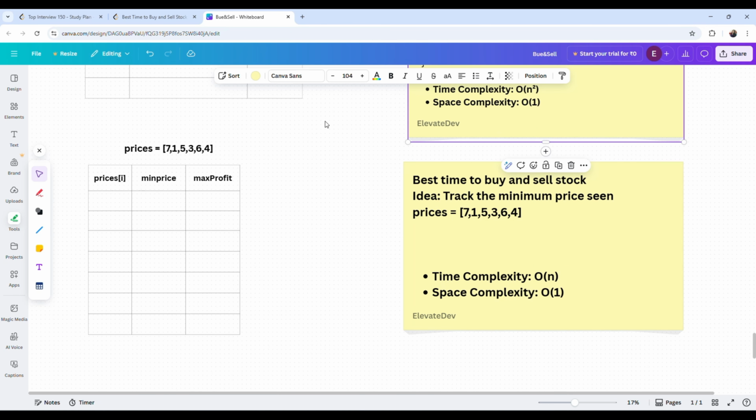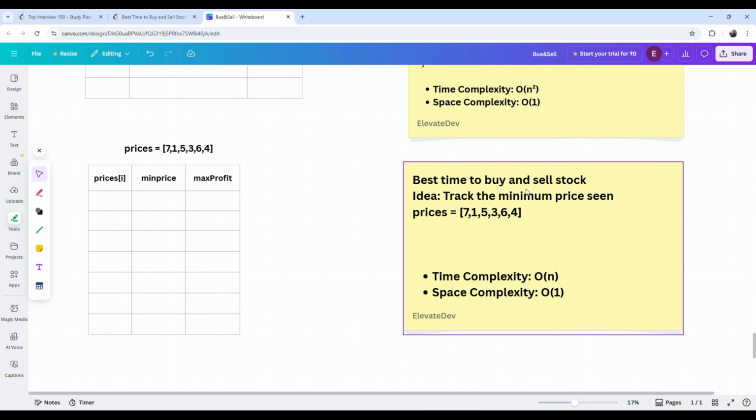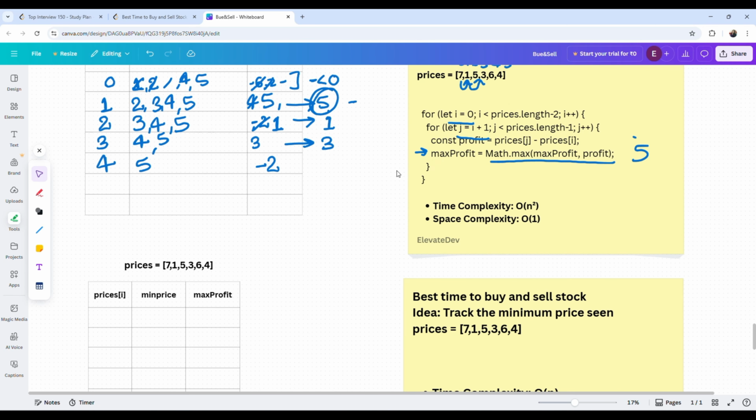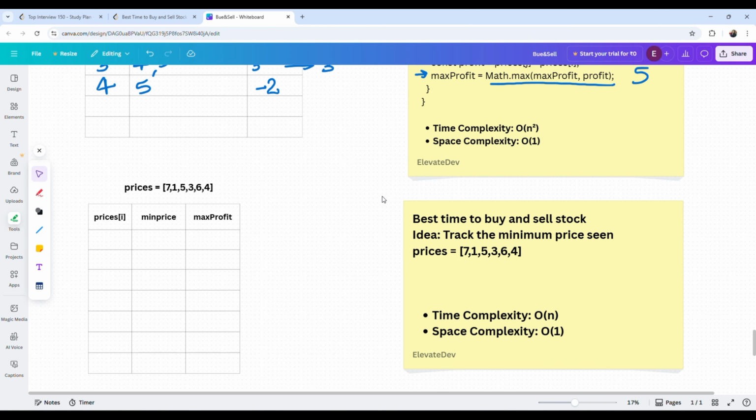Okay, so in the optimized solution we can track the minimum price seen so far. We don't have to use two loops, we can do it using one loop. So let's talk about the intuition. This is a very basic thing. If you have 5 or 10 prices, what would you do for buying and selling? It is human tendency to buy everything at a lower price, and to make profit we know that we have to sell it at a higher price.